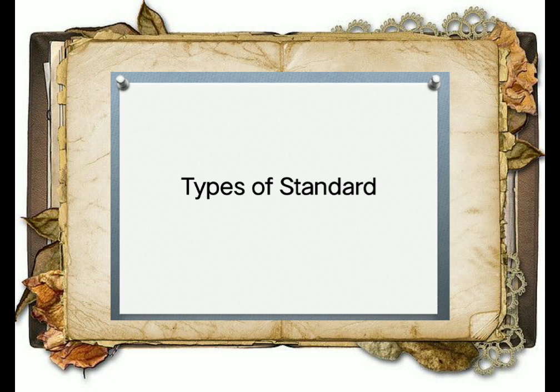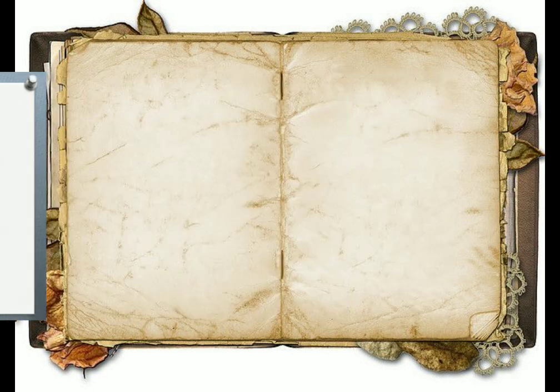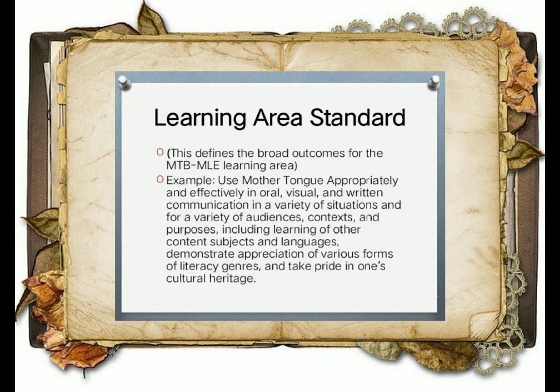So, in analyzing standards, standards articulate what students should be able to know, understand, and do by the end of the year. And they set equitable benchmarks across classrooms and schools. So, we have here the types of standards. First is the learning area standard. This defines the broad outcomes for the MTB-MLE learning area.